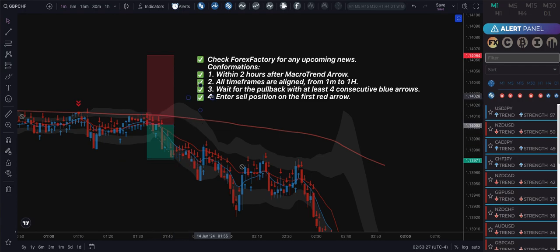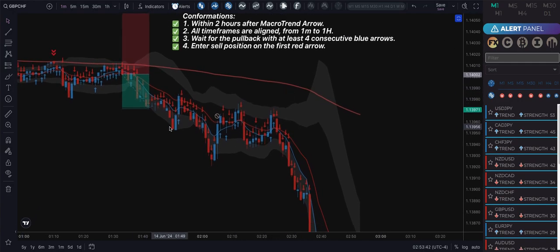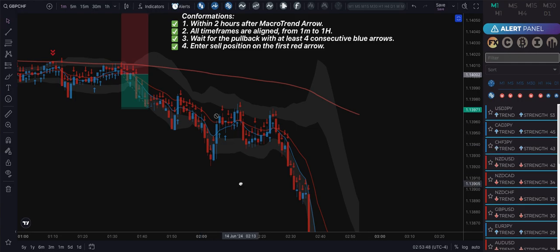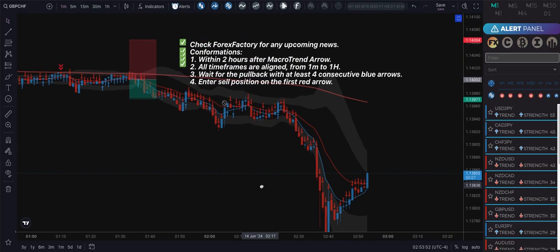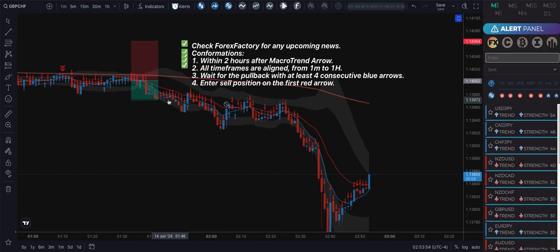And if you were planning to take more trades, all that's left to do is just repeat step number 3 and 4, since you have already confirmed the first 3, right? Again, wait for the pullback with at least 4 consecutive blue arrows. And looks like in here you had 1, so that's invalid. Here you had 1, there's 1, there's 2 in there, so that's invalid. And right now you have nothing. So this would be the only trade that you would have taken, and it would have been a win, right?